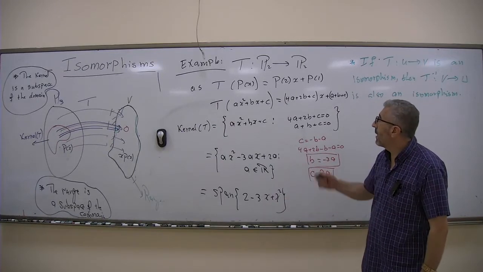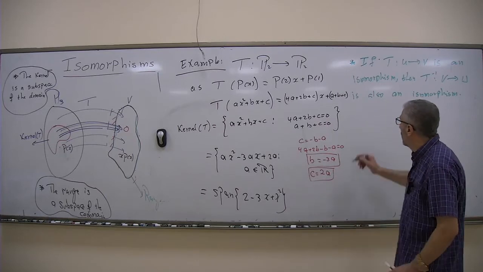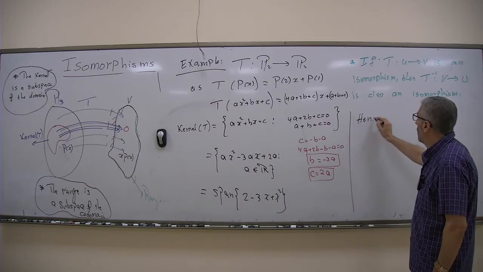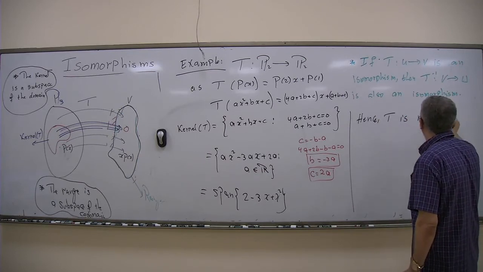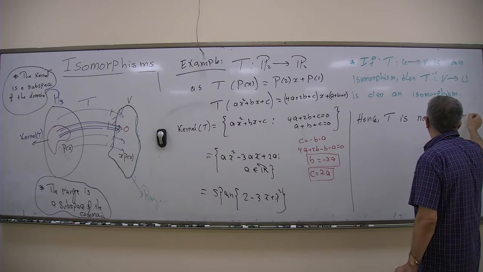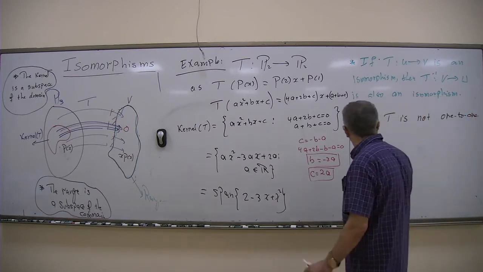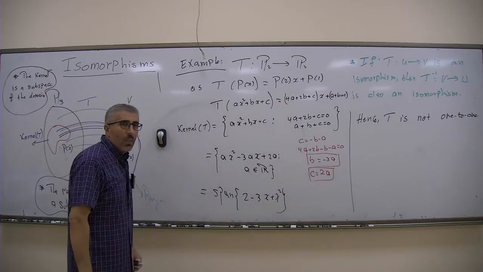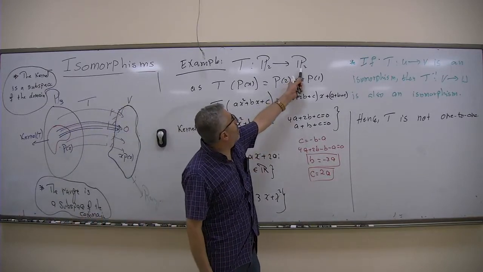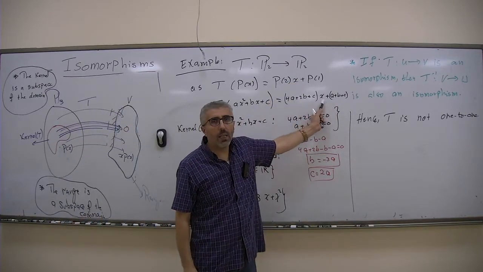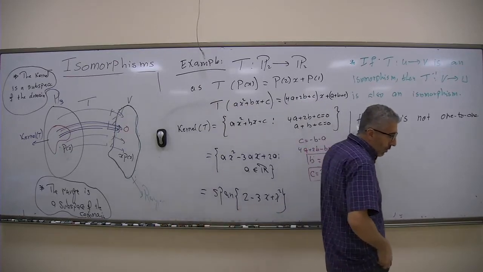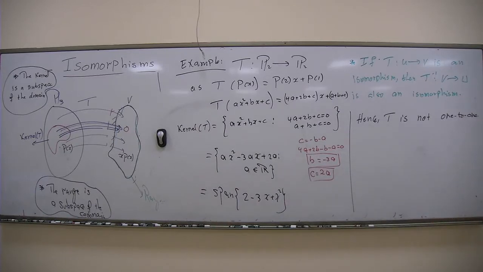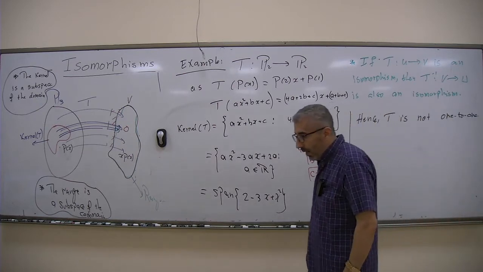So it's obvious that this linear transformation is not onto. Hence, T is not one-to-one. Also, it's obvious it is not onto, because we are talking about P2 here, and here you will not get quadratic polynomials. So it is not onto, and also you can conclude it is not onto from the rank and the nullity here. All right, so this is not an isomorphism.